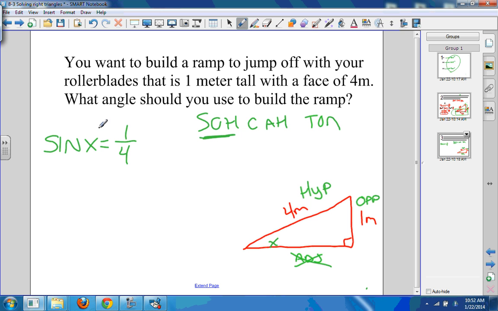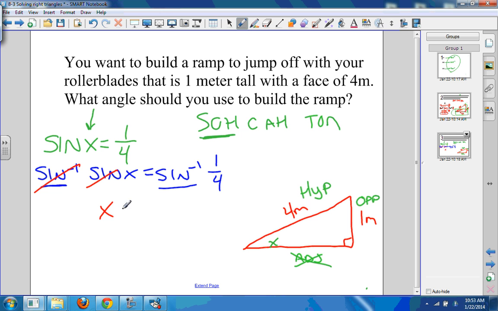Now, our goal always is to get the variable by itself. So we want to get this x by itself, and we have a sine next to it. So we need to get rid of that sine. We know that the opposite of sine is the arc sine. So if I take the arc sine of the left side and the arc sine of the right side, we'll find that arc sine and sine cancel out, so we just get x equals the arc sine of 1 over 4.